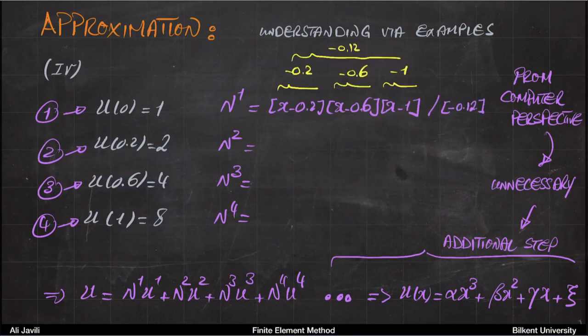normalize it such that it gives you 1 at node 1 with coordinate 0. That's all.